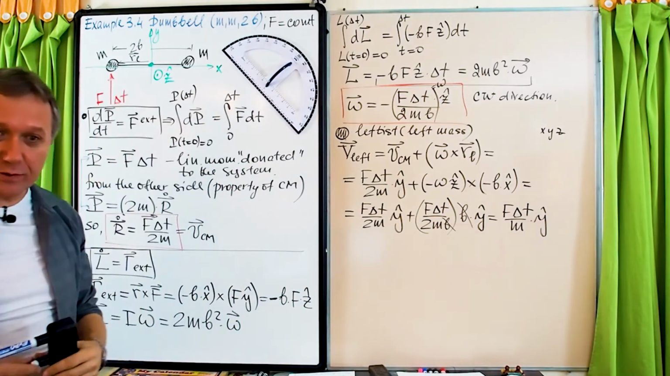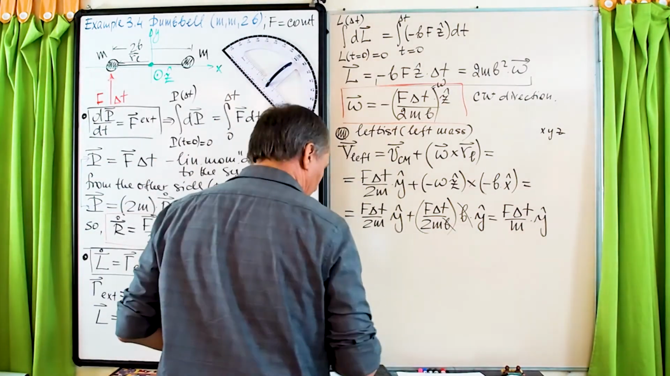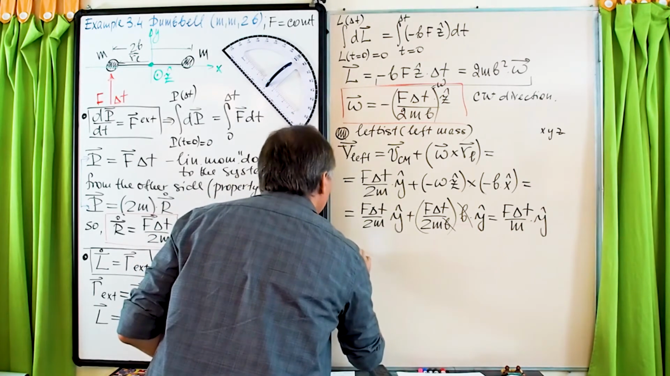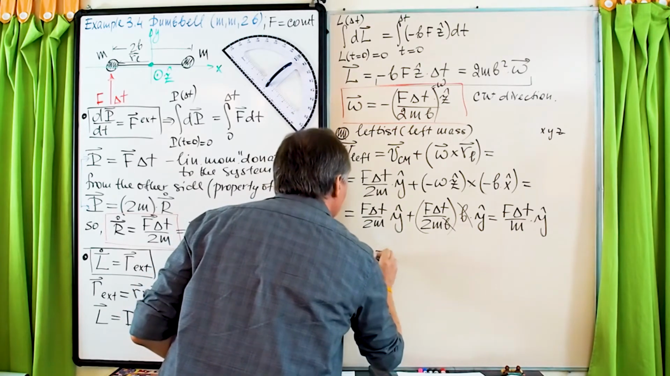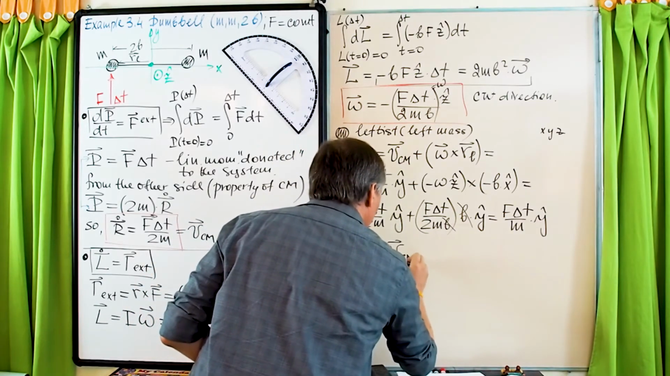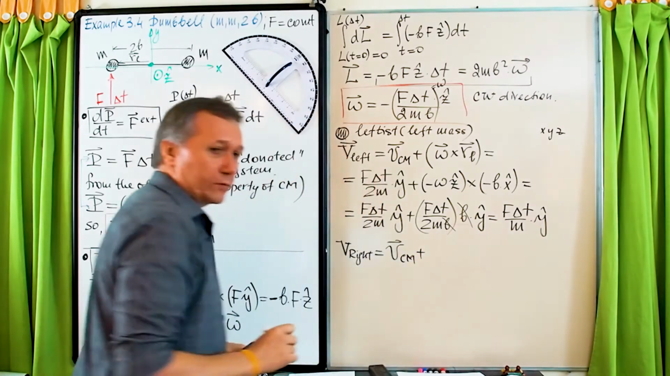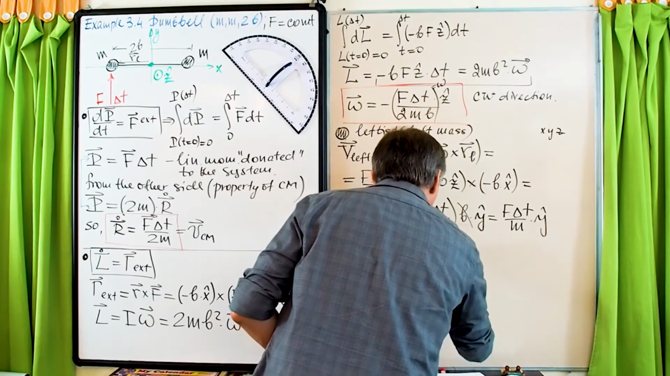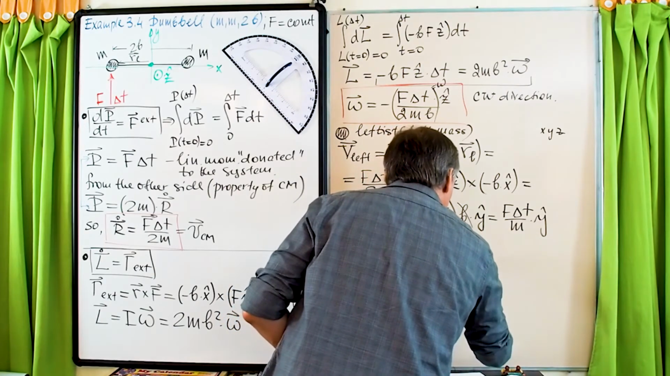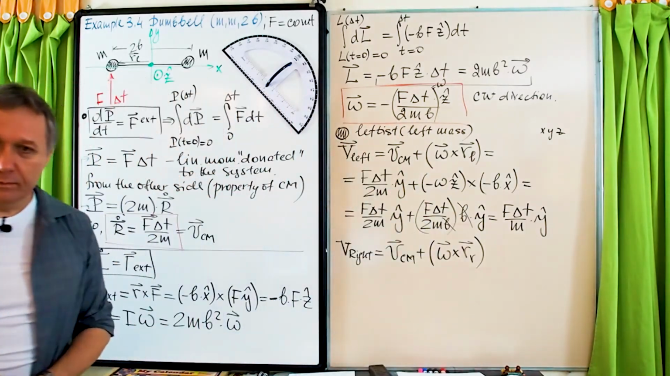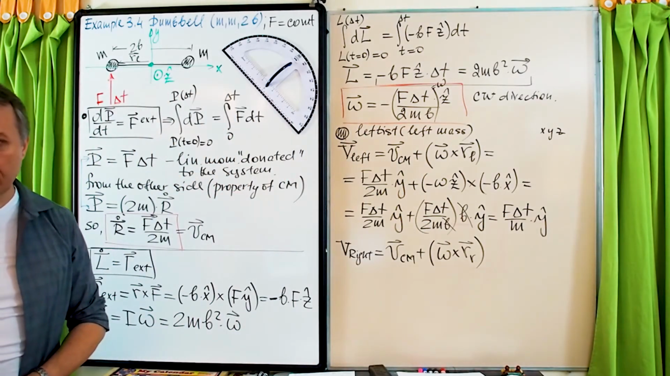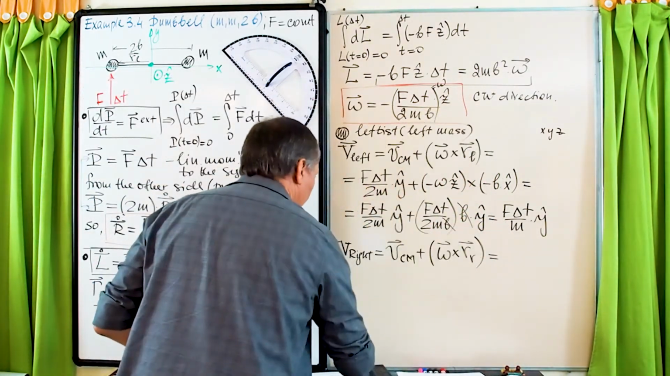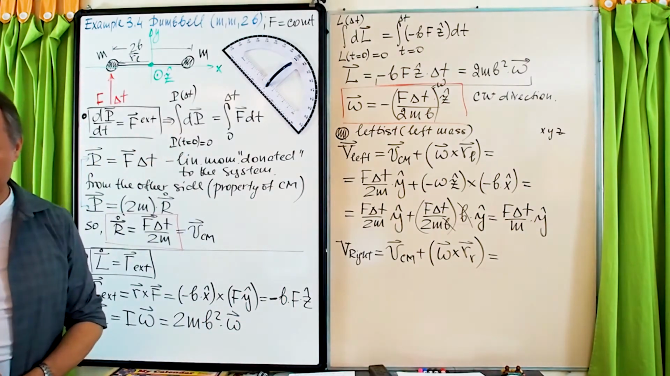So now let's do the same for the right mass. Right. So now V right. Again, it will be the same in a vector form: a contribution from the velocity of the center of mass plus tangential velocity of the rotational motion. R sub R, the position vector of the right mass. And you know what will be the answer, right?